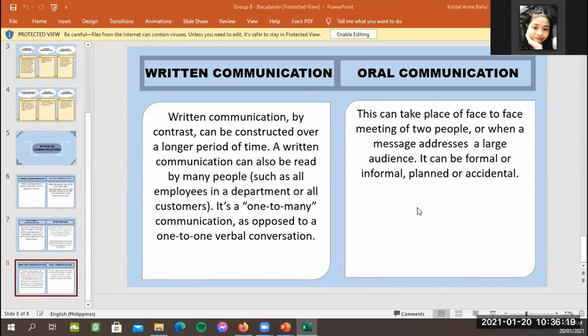Sa oral po, si Bantakulo po sila. Oral communication. This can take place of face-to-face meeting of two people or when a message addresses a large audience. It can be formal or informal, planned or accidental. Oral communication is effective when it is clear, precise, relevant, tactful, considerate, concise, informative, and adapted to the needs of the listener.